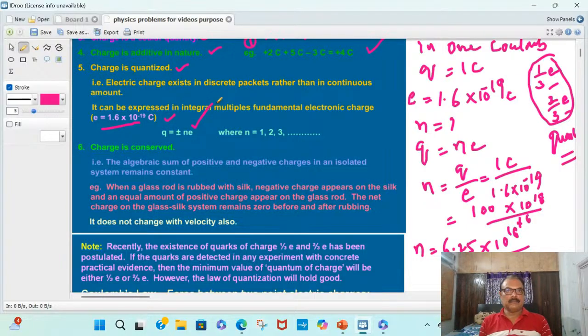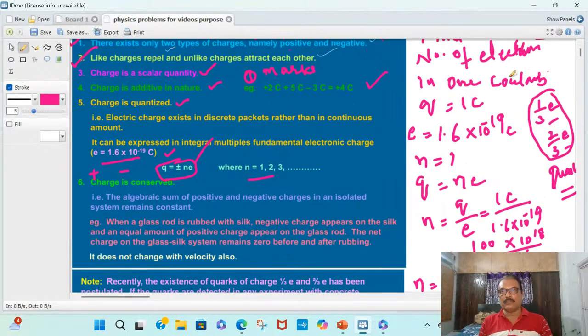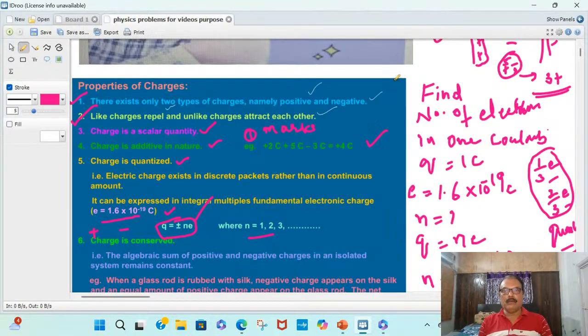That is, charge on a body is always equal to an integral multiple of the smallest charge. The smallest charge is this: plus for proton, minus for electron. You should know this. The next will be how to find. There is one question always coming in NEET or in your class 12.